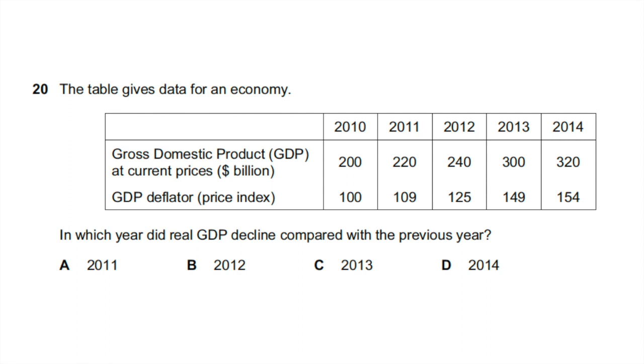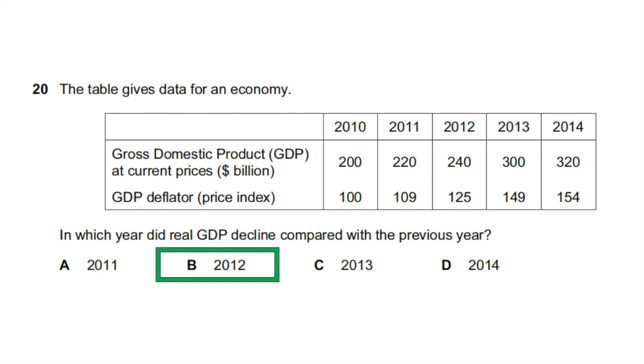20. The table gives data for an economy. In which year did real GDP decline compared with the previous year? The correct answer here is B, 2012. We are looking for the year in which the price index grew faster than GDP at current prices. This happens between 2011 and 2012, in which case real GDP declines.